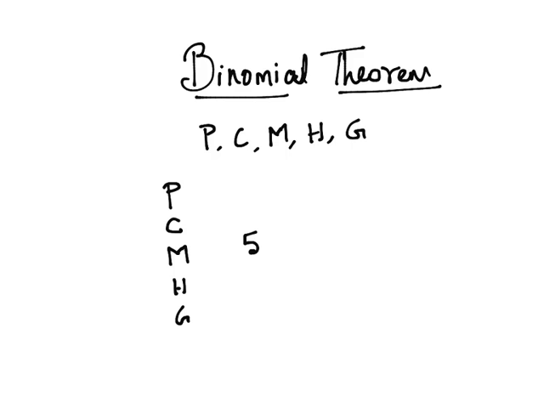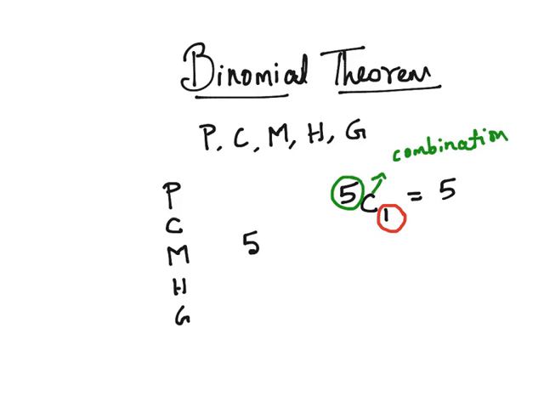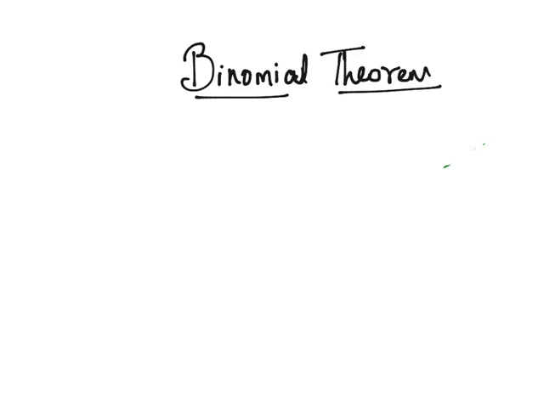So I write it as 5C1 equal to 5. Now this 5C1 means, this 1 means you're taking one book at a time. This 5 means there are 5 textbooks available. C means the combination. That means there are 5 different combinations in which you can take one book at a time out of 5 books.